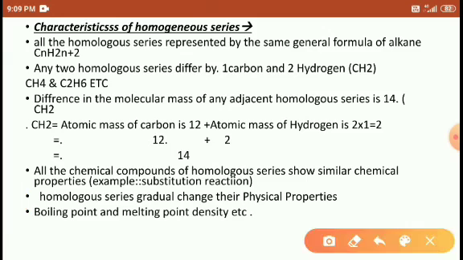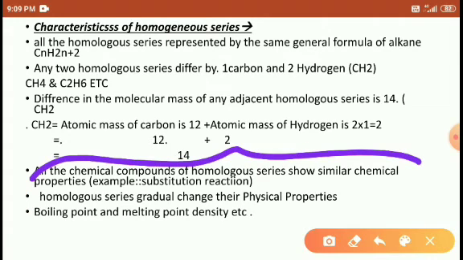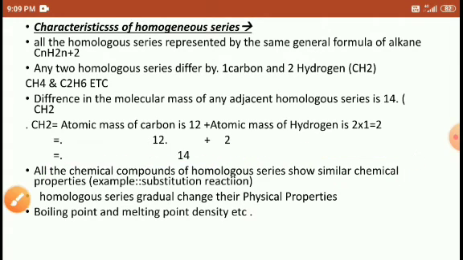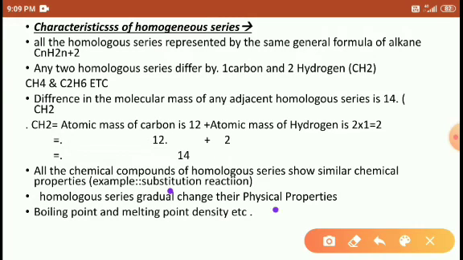Right students? So all the compounds in a homologous series have similar chemical properties, like the substitution reaction. What is substitution? We will discuss it in this chapter, students, in the last topic. And the homologous series gradually changes its physical properties.